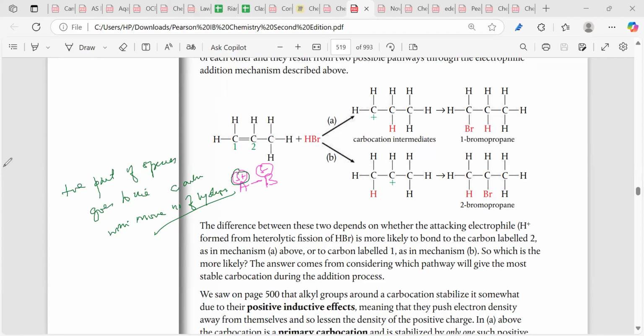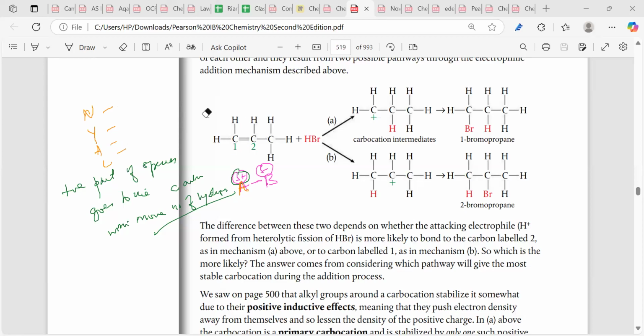Having said this, everybody text me where will A go? Or you can also tell me. Will A go to carbon number 1, Noor? What's your take? Or carbon number 2? A is the positive part of the species. Will it go to carbon number 1 or carbon number 2? What's your take? Carbon number 2. Actually, 1.